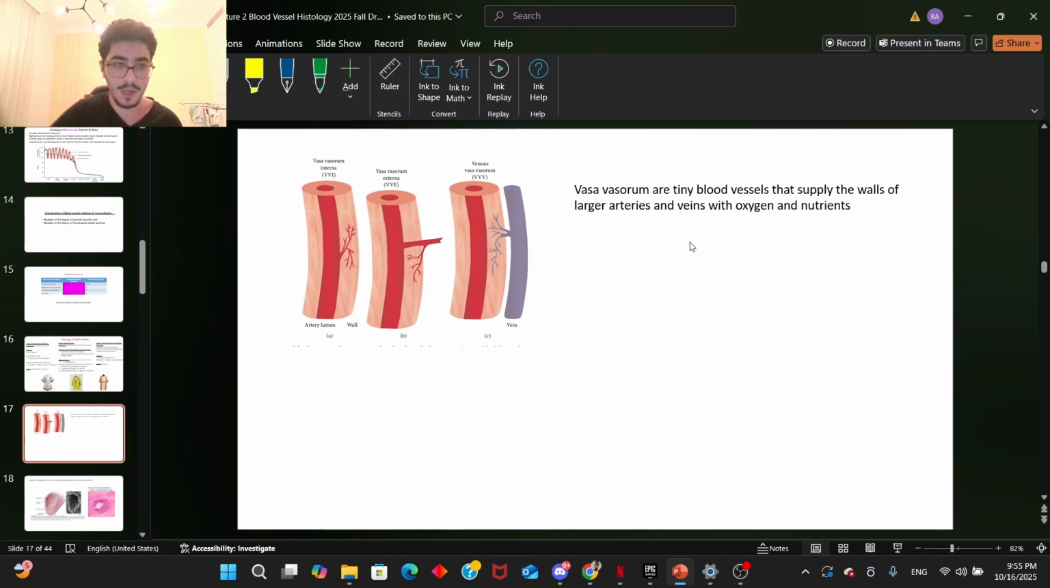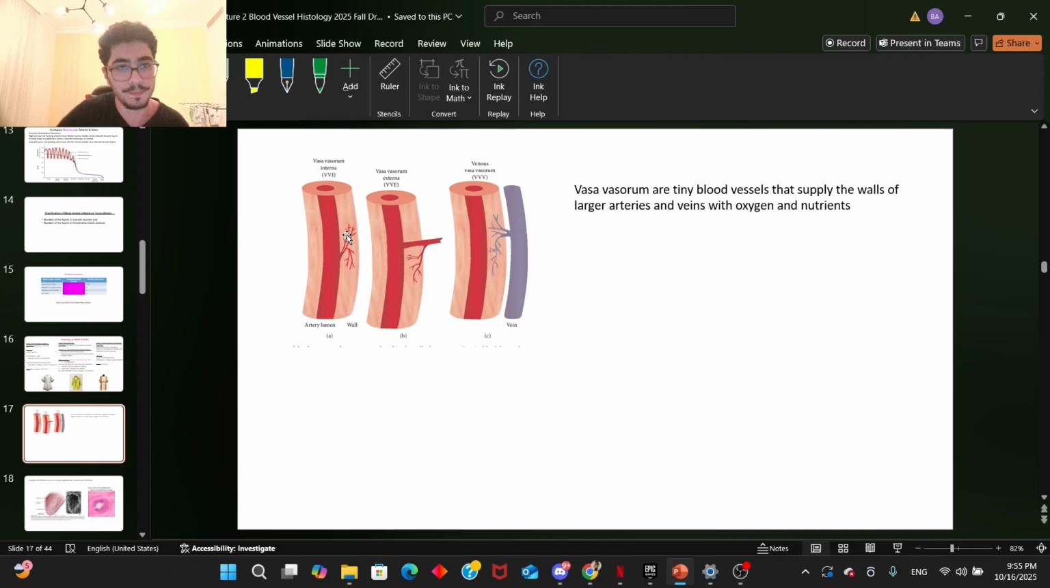You know how we talked about the tunica intima, tunica media, and tunica externa? Basically, the tunica externa needs a blood supply. Every cell in the body needs a blood supply. So the tunica externa receives its blood supply from things called vasa vasorum. You probably don't need to know the different types of vasa vasorum. All you need to know is that vasa vasorum are just tiny blood vessels in the tunica externa that supply the cells of the tunica externa. Okay, that's all you need to know.